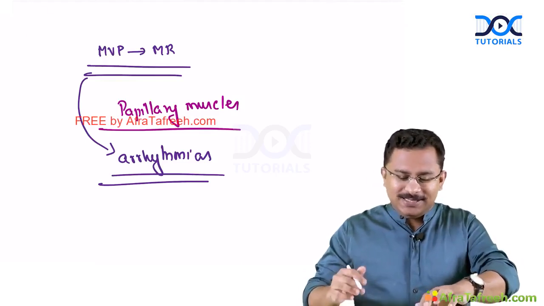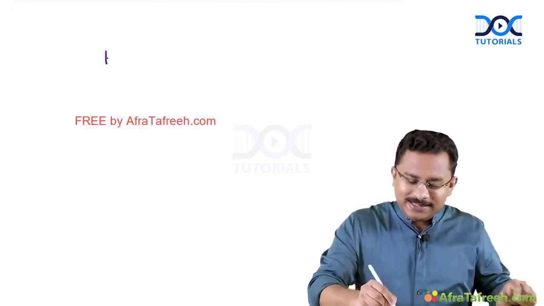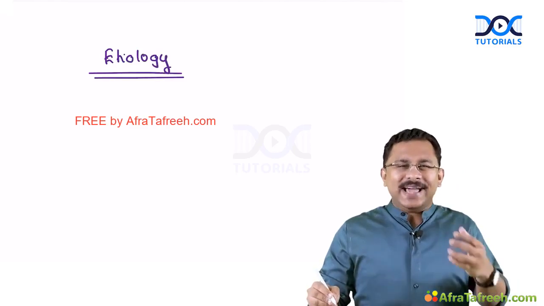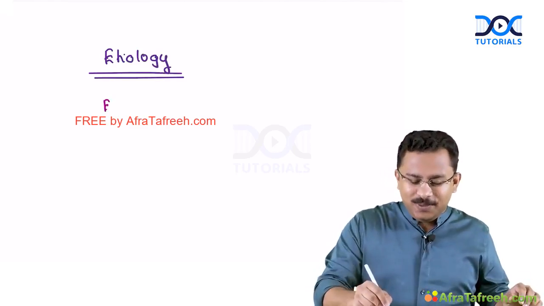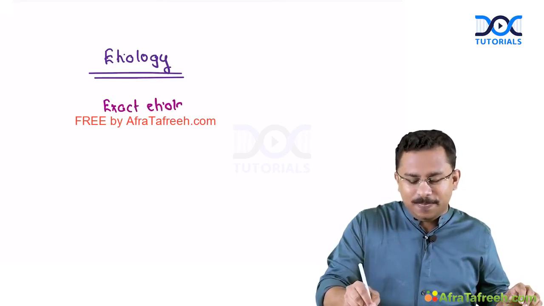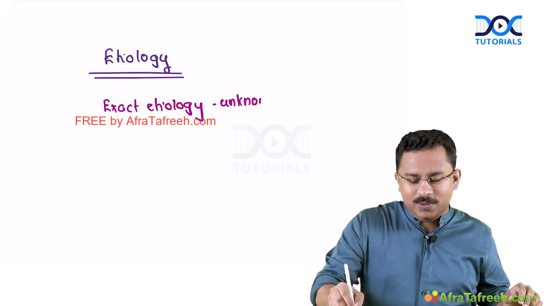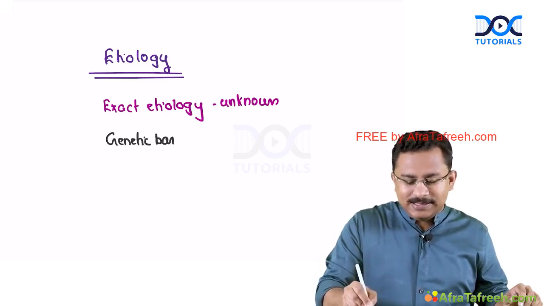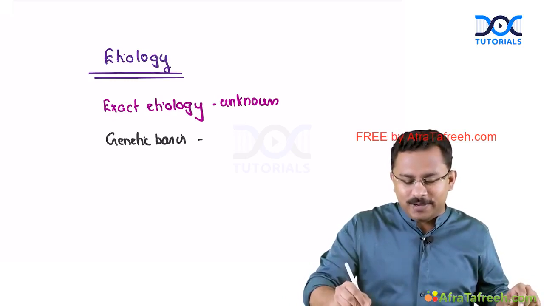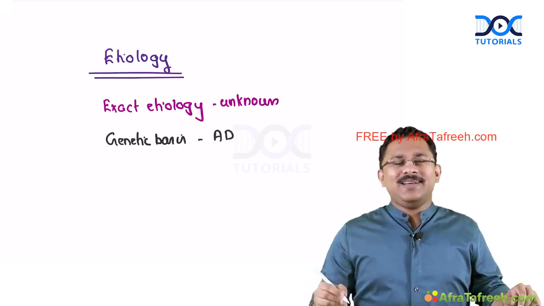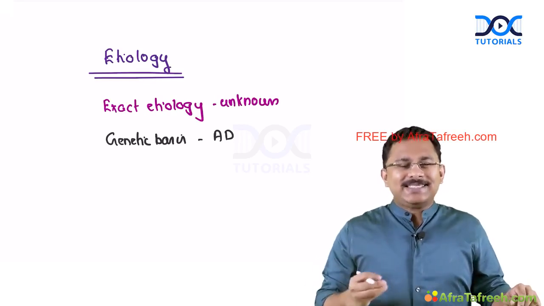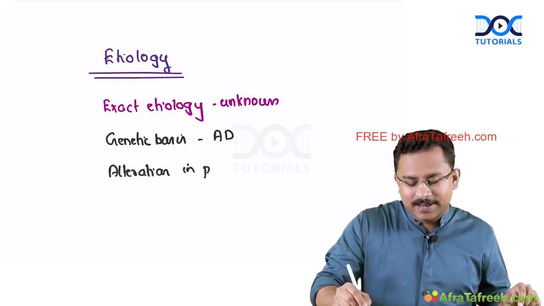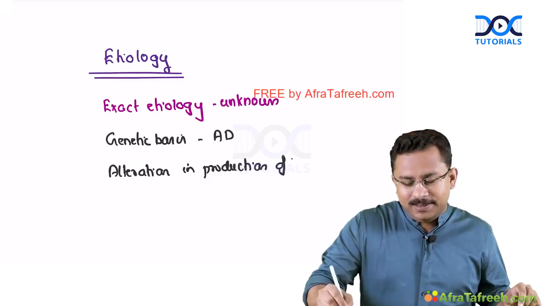Now moving on to the etiology. Why does this occur? What is the etiology of mitral valve prolapse? The exact etiology of this entity is not known. Some cases may have a genetic basis in the form of an autosomal dominant pattern of inheritance with incomplete penetrance. Some cases can have alteration in the production of type 3 collagen.